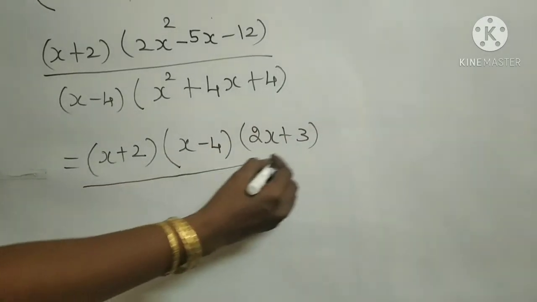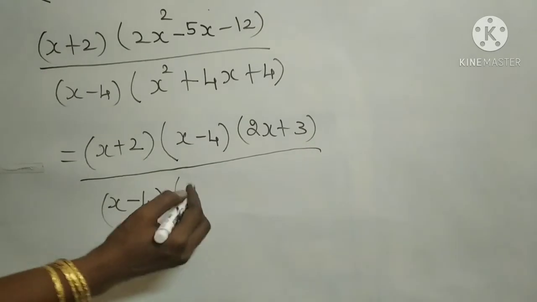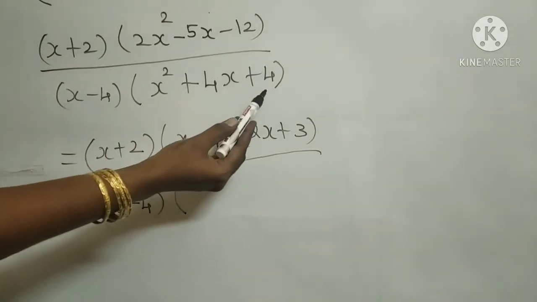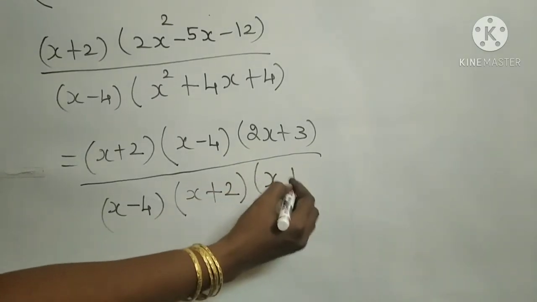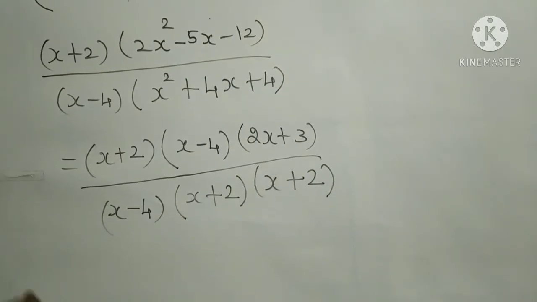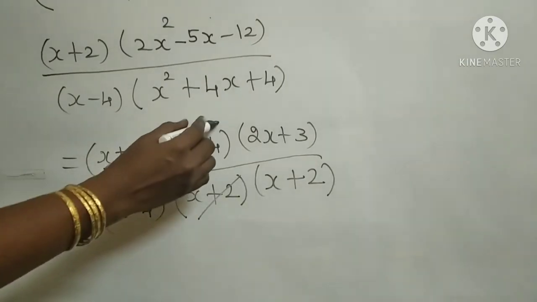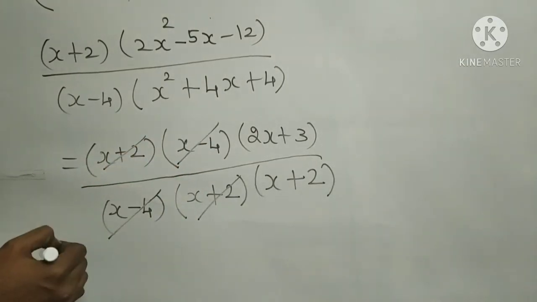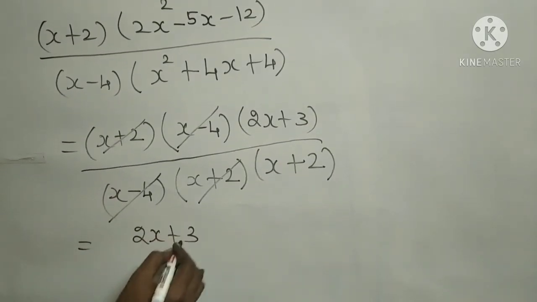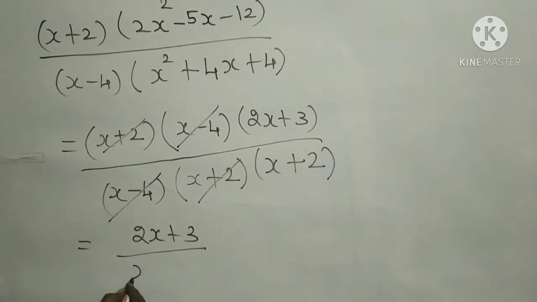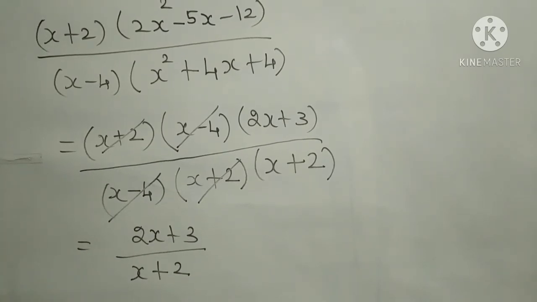Then divide by, write x minus 4 into x square plus 4x plus 4. What are the factors? x plus 2 into x plus 2. Now we can cancel the common factors: here x plus 2 and x plus 2, then x minus 4 and x minus 4. So what are the remaining terms? In the numerator we can write 2x plus 3 divided by, in the denominator, x plus 2. So this is the lowest form of this given fraction.